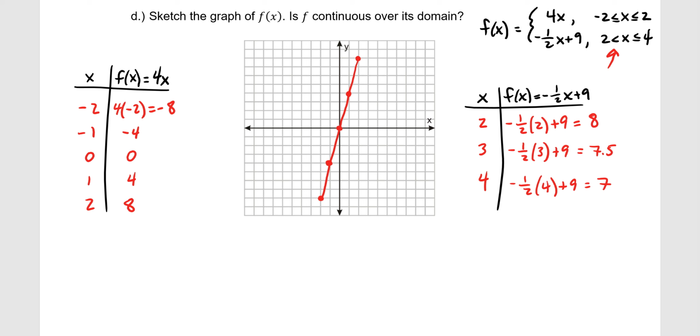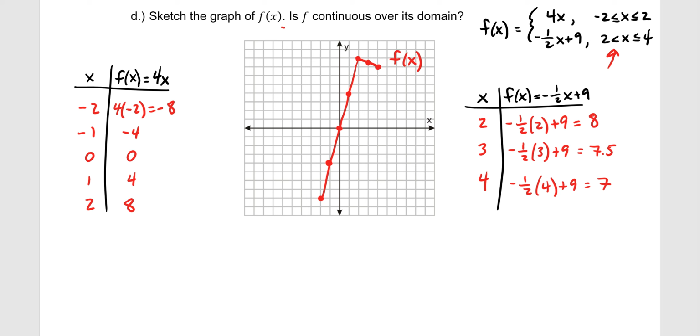So plotting these points, we have 2, 8. This one is actually directly on this other one, so I'm not even going to draw it in there. Then we have 3, 7.5, so that would be right up here. And then we have 4, 7, which would be right here. And then we can connect these three. And then, making sure that this is it, we have everything from negative 2 up to positive 4, so we are good. And this is our function f of x.